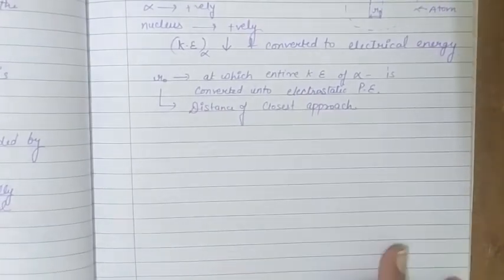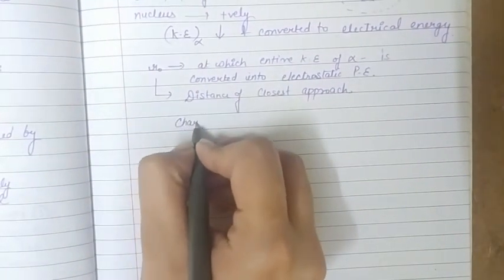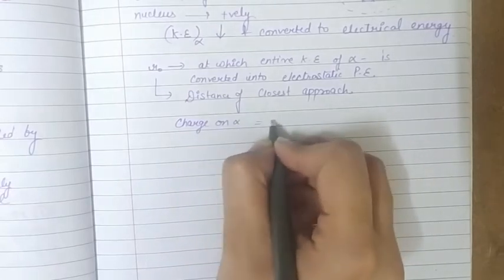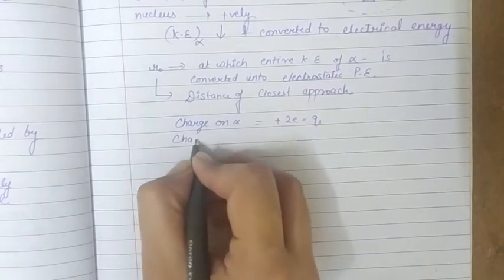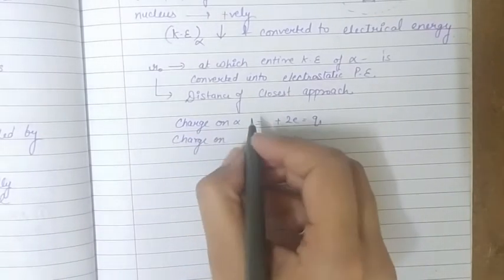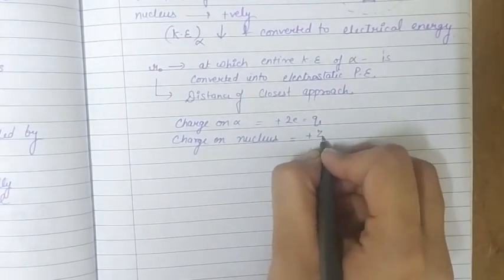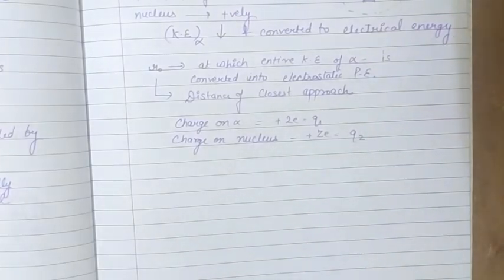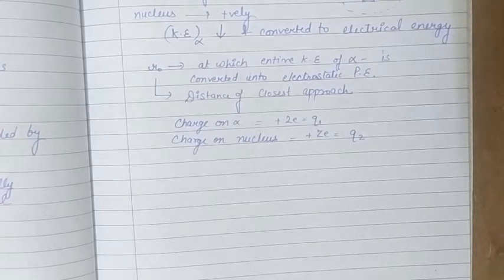To find this distance of closest approach, we have the charge on the alpha particle, which is plus 2e, let it be q1. The charge on the scattering nucleus, due to which scattering happens, is plus Ze, let it be q2. Now Z is the atomic number of gold. If you are using any other element for the foil, then Z will be the atomic number of that element.